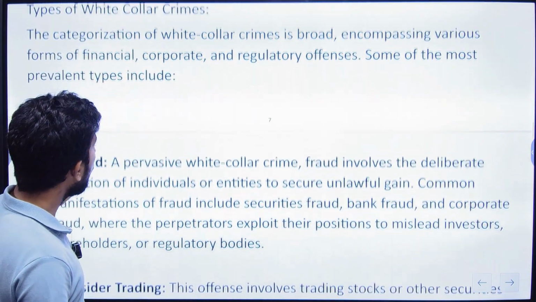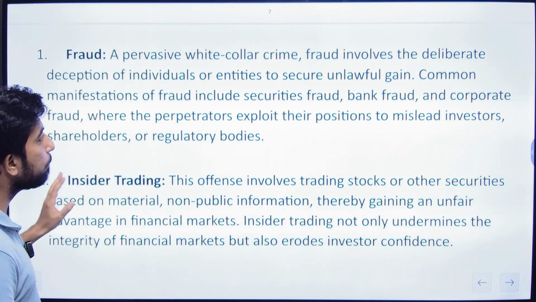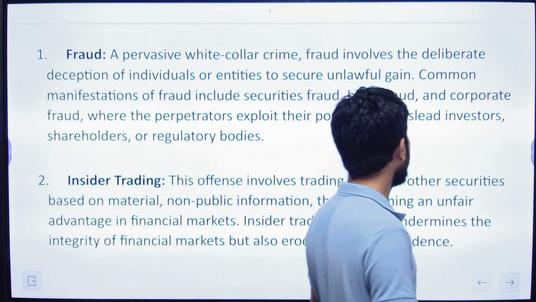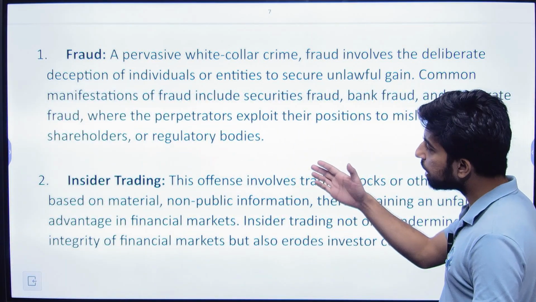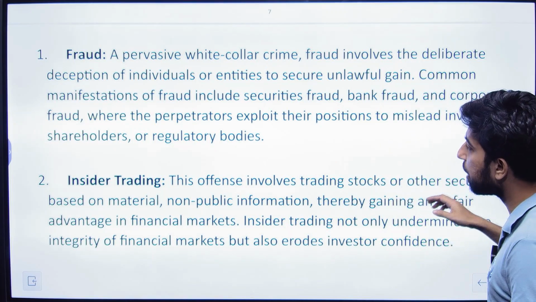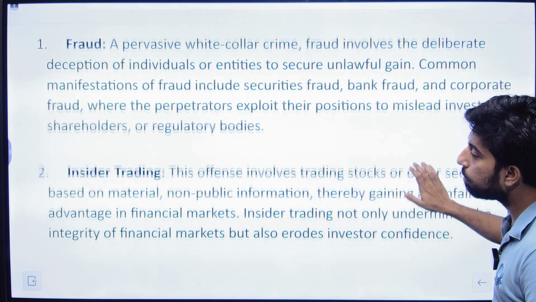Now, types. What are the types? We can see there is fraud. A pervasive white collar crime, fraud involves the deliberate deception of individuals and entities to secure unlawful gain. Common manifestations of fraud include securities fraud, bank fraud, and corporate fraud, where the perpetrators exploit their positions to mislead investors, shareholders, or regulatory bodies.